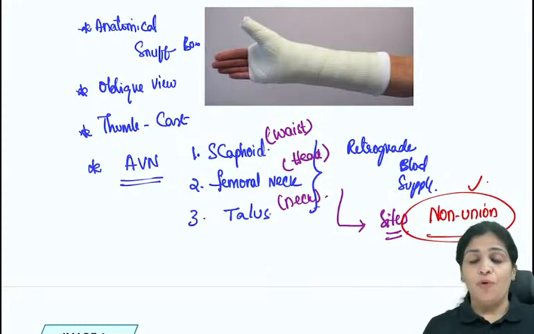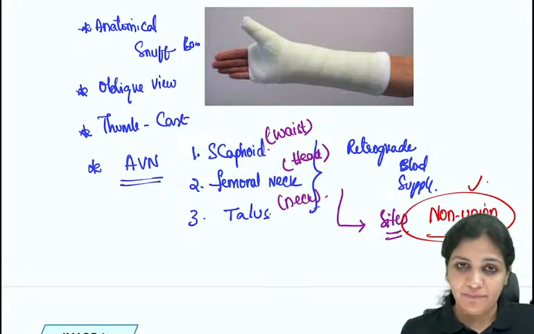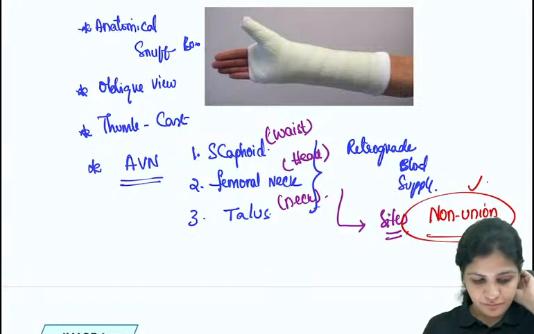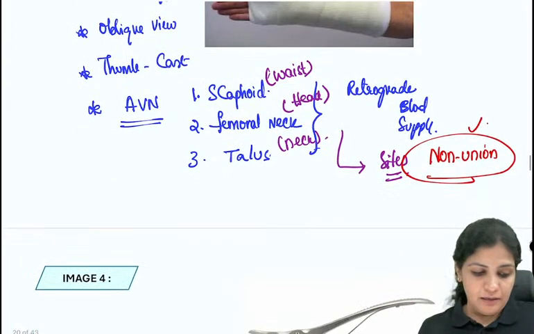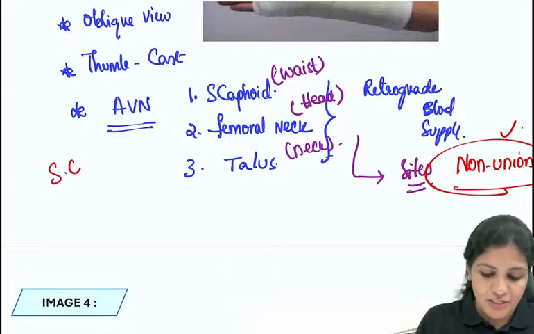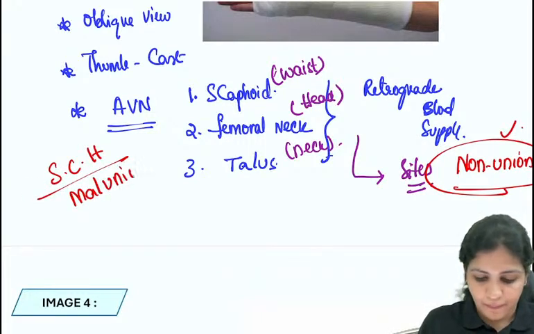Which of the following is known for non-union? A, scaphoid; B, femoral neck; C, talus; D, all the above. The answer is all the above, right? And supracondylar fracture humerus is going for malunion.